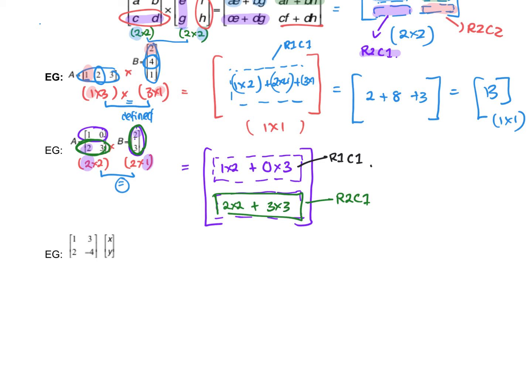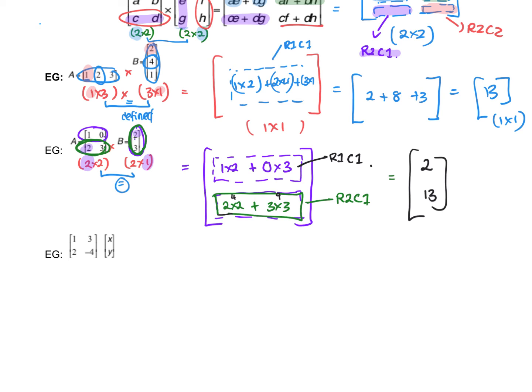So then, just tidy it all up to get it into a nicer answer. So this would be 2 plus 0, which is 2. And then this bottom one would be 4 plus 9, which is what? 13. See how that's 4, that's 9, and that's 13. And that would be the answer.